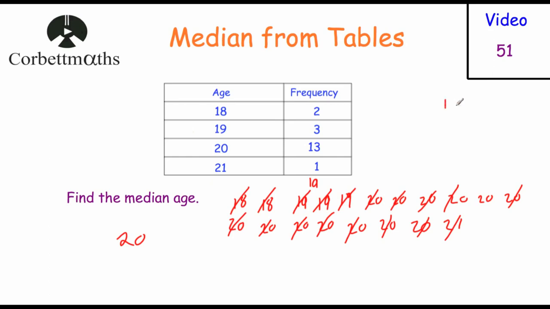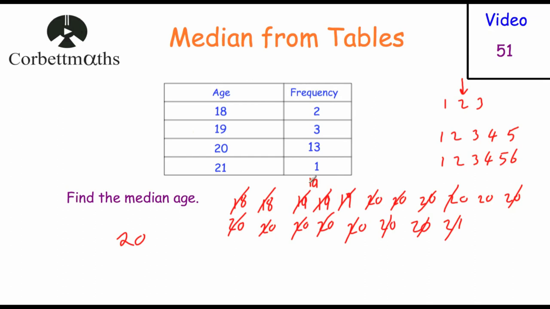If you had 3 people, 1, 2, 3, the median is the middle one, which is the second person. You can find that by doing 3 plus 1, which is 4, and half it is the second one. If you had 5 people, 1, 2, 3, 4, 5, you could add 1, which is 6, and divide by 2, which is the third person. If you had 6 people, you could add 1, which would be 7, and divide by 2 is 3.5, so the median is between the third and fourth.